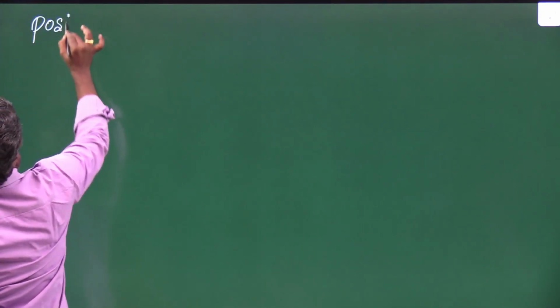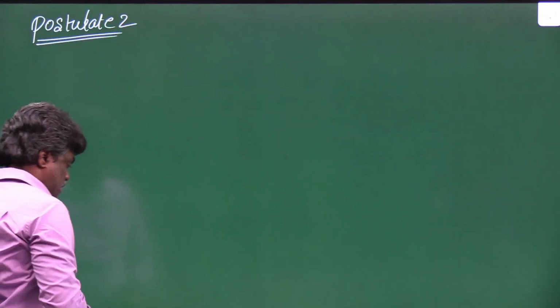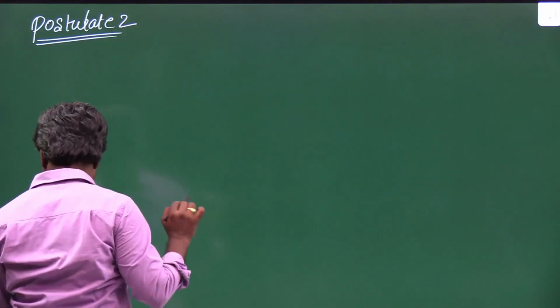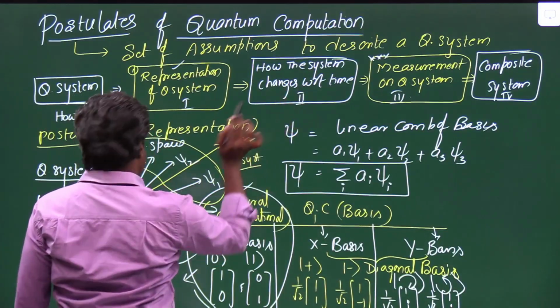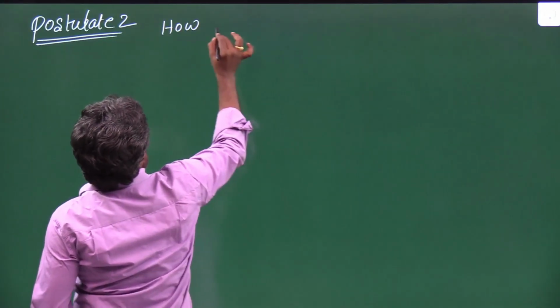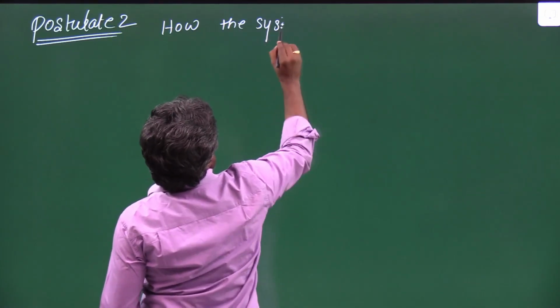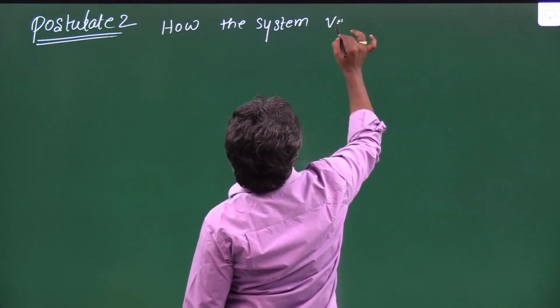Right. Next, postulate 2. So what is this postulate 2? Now postulate 2 is about what I explained. We already represent the quantum system. Now, how is the system changing with respect to time? That means how it varies dynamically, or varies with respect to time.